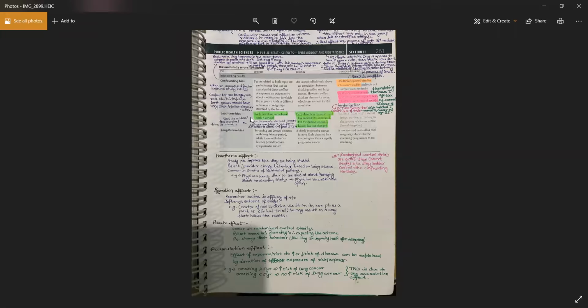For the lead time bias, you are increasing the survival rate. It seems like the survival rate is increased by the early detection of the disease. In case of length time bias, it seems like the survival rate is increased because of the detection of only the slowly progressive variants of the cancer or the disease process.